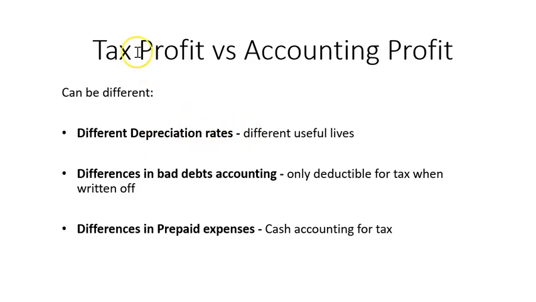So for example, if for tax purposes you're depreciating a $100 asset over 4 years, you'd have a depreciation expense of $25. But for accounting purposes, you're depreciating it over 5 years, you have a depreciation expense of $20. So you can see as your expenses are different, then that will flow through and impact your profit.